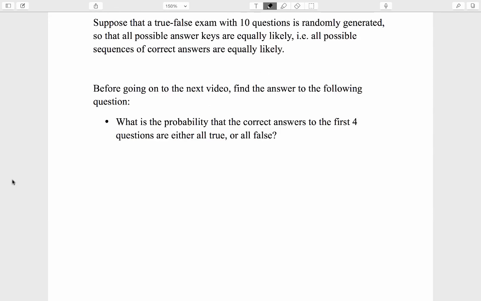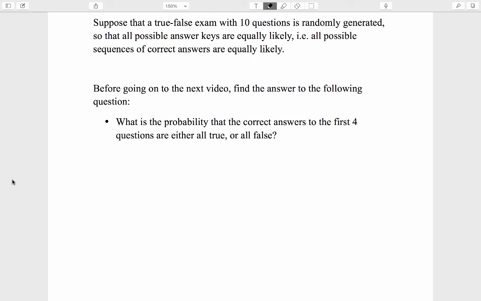For our next example, suppose that a true-false exam with 10 questions is randomly generated. That means that all possible answer keys are equally likely. All possible sequences of the correct answers are equally likely. The correct answers might be all true, they might be all false, they might be 6 true and 4 false jumbled up in some order. All the various possibilities for what the sequence of correct answers could be are equally likely.